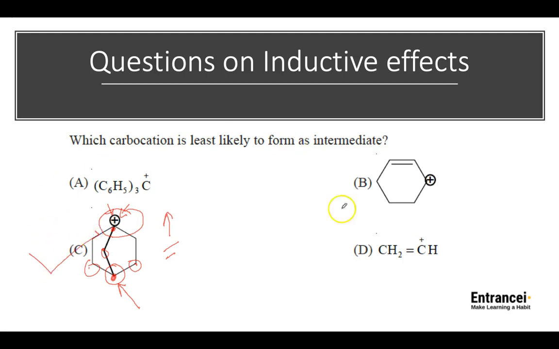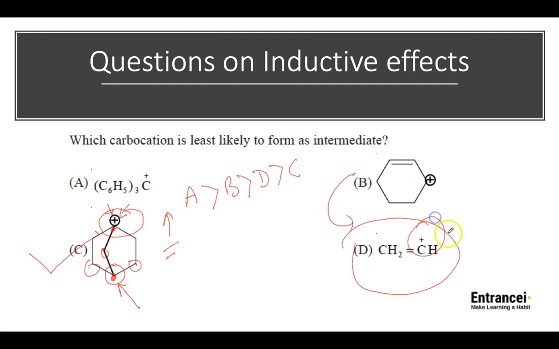If I have to write the exact stability order, I will say A is most stable, then B, then D, and then C. D is less stable than B. Why? Because in D the positive charge is sp2 hybridized, whereas in B the positive charge is sp3 hybridized. In B there is a resonance also, but I am not discussing resonance because we are focusing on inductive effect. If you increase s character, the electronegativity increases, and if you increase electronegativity, the positive charge stability decreases.